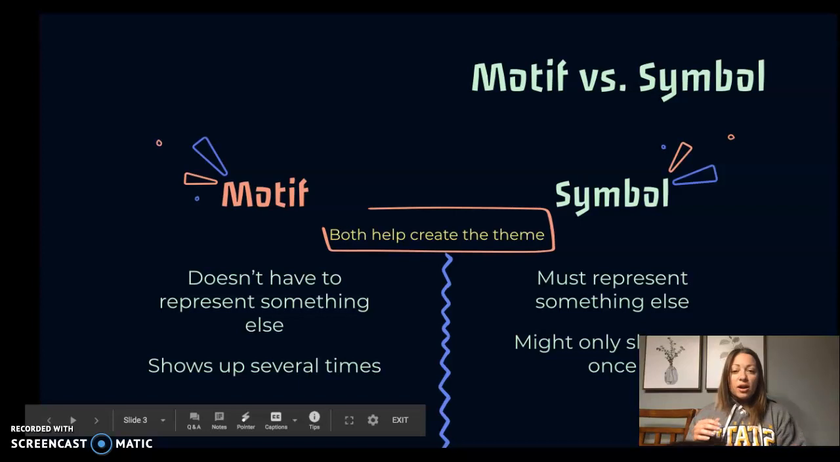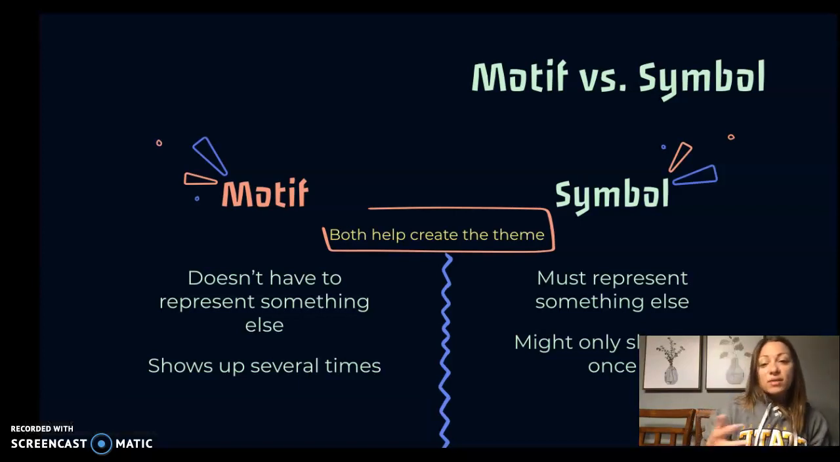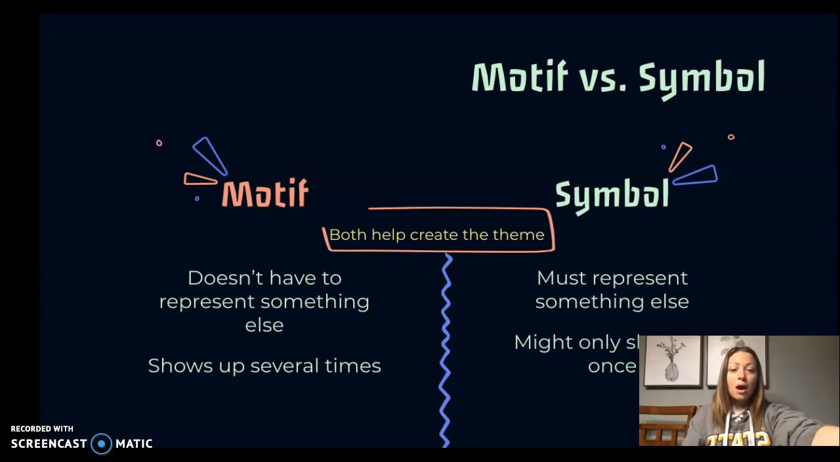Motifs and symbols are kind of similar, but they have some differences. The first thing is that a motif doesn't have to represent something else, and a lot of times they don't. Think of animals in Of Mice and Men. They didn't represent anything else, but they helped create the themes surrounding strength and weakness. It shows up several times within the novel. If it just shows up once, it can't be a motif. It's more likely a symbol then, if you think it's something big. But if it shows up a bunch of times, then it's probably a motif.